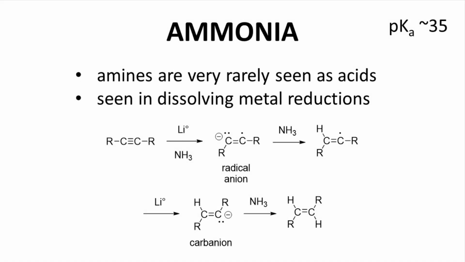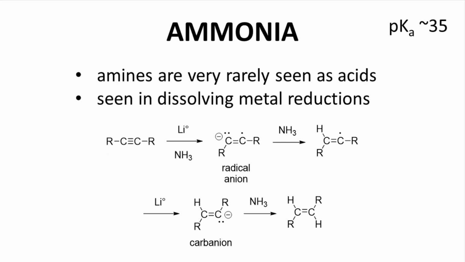Finally, our last additional acid is ammonia. This seems crazy. As you likely remember from general chemistry, ammonia is a base, not an acid. Well, if the base is strong enough, ammonia can also be an acid. Its pKa is very high, about 35. This is a very, very weak acid. It does serve as an acid in a dissolving metal reduction. These are reductions of alkynes to give alkenes.